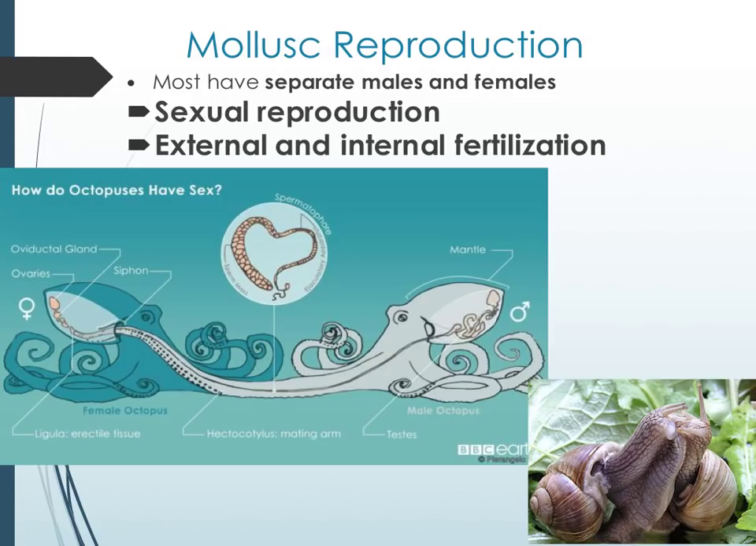Like nematodes, mollusks have separate male and female sexes, and they are going to reproduce sexually, and they can have either external or internal fertilization. In the case of octopuses, we can see that they have internal fertilization. Here's the male octopus and here's the female octopus, and he will actually inject the sperm into the female to reach the ovaries to fertilize that egg.